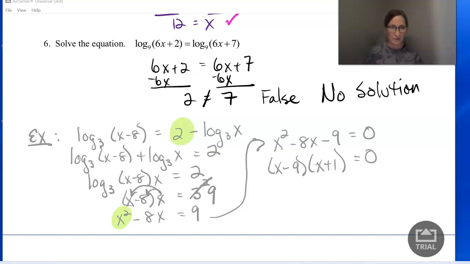Use the zero product rule. Set each of those factors equal to 0. x minus 9 equals 0. x plus 1 equals 0. So x equals 9. x equals -1.